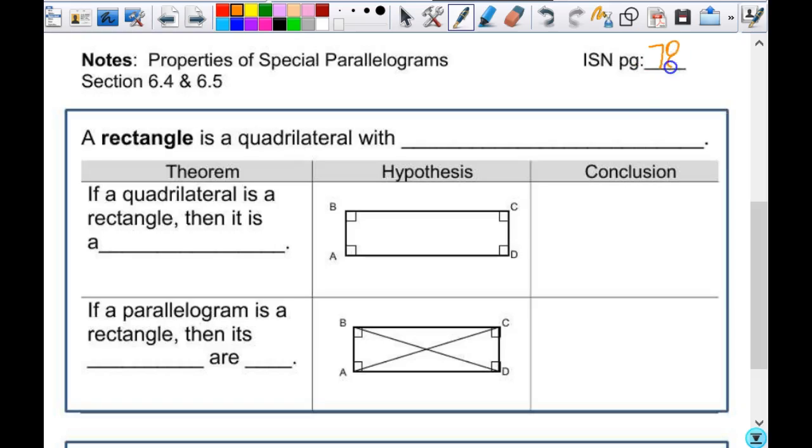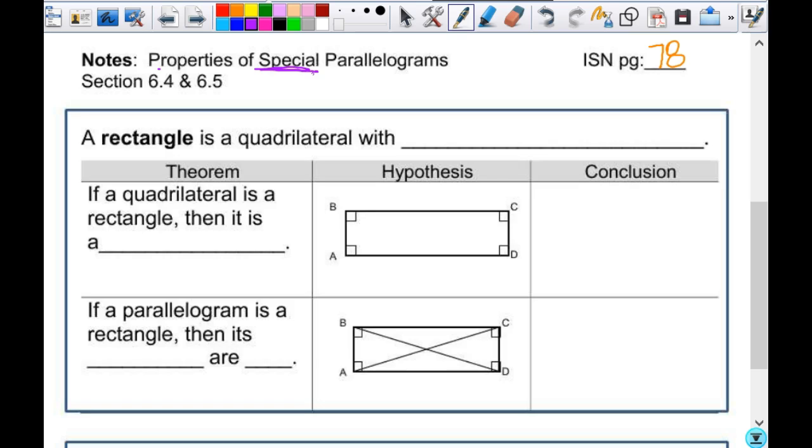Alrighty, let's go on page 78 when we are finished. So this is properties of special parallelograms. We talked about generic parallelograms, or anything that's a parallelogram has all of the properties that we have just talked about. Then we have some special ones that have some additional properties, okay?